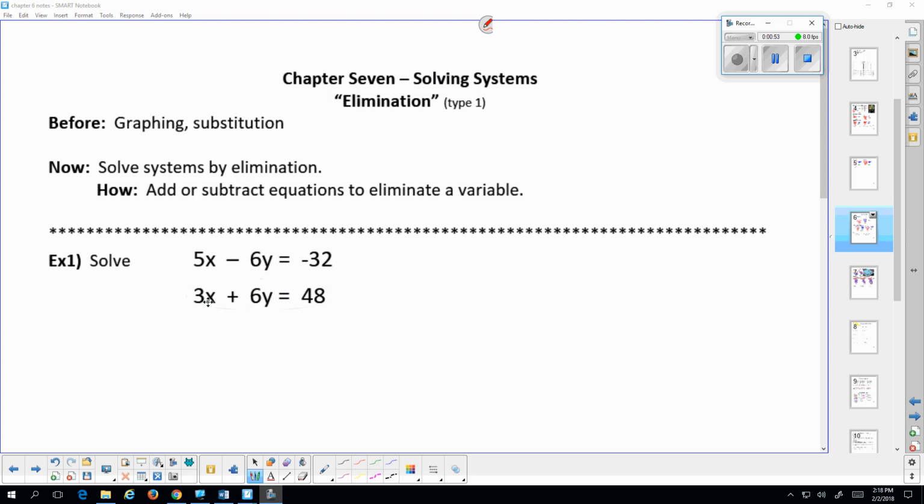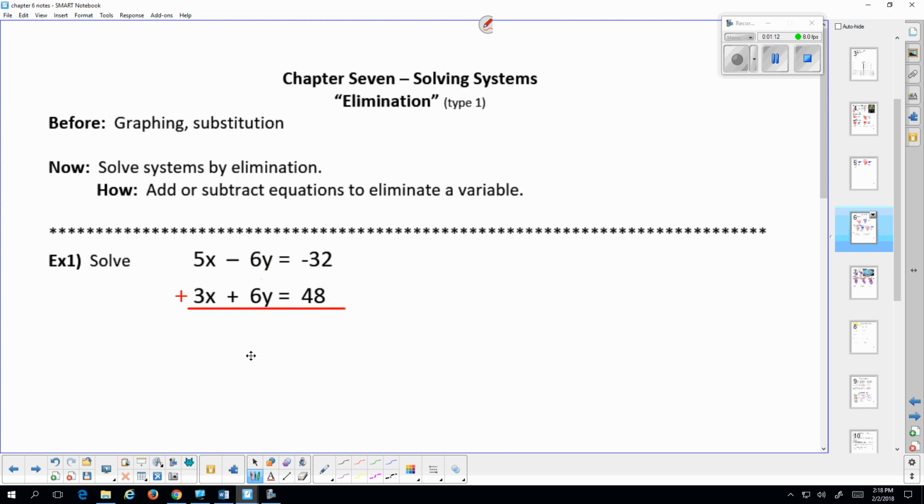So if we look at the x's, they have different coefficients. They have 5 and they have 3. But if you look at y, they both have 6. So my goal is actually going to be to get rid of the y's. So what I'm going to do is add the equations, and we'll see what we get.